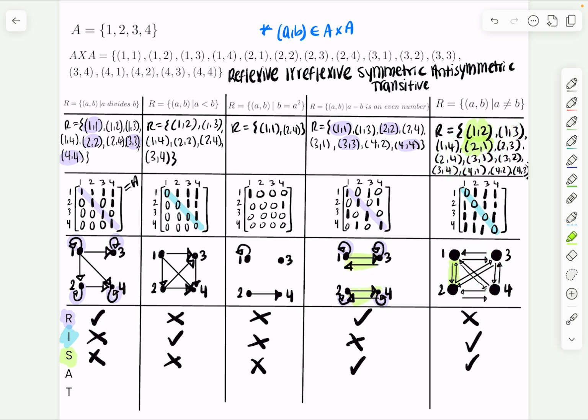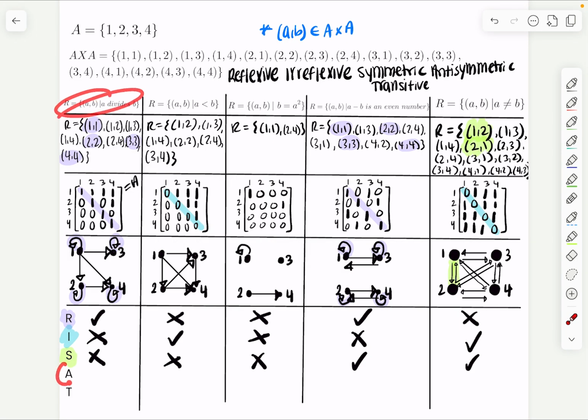Same thing here. This is like the whole thing is green. Because if I have 1, 1, I have 1, 1. If I have 1, 3, then I have 3, 1. If I have 2, 4, I have 4, 2. If I have 2, 2, I have 2, 2. If I have 4, 4, I have 4, 4. If I have 3, 3, I have 3, 3. So at the end of the day, everything's green, so it's symmetric. But I'm not going to highlight everything.